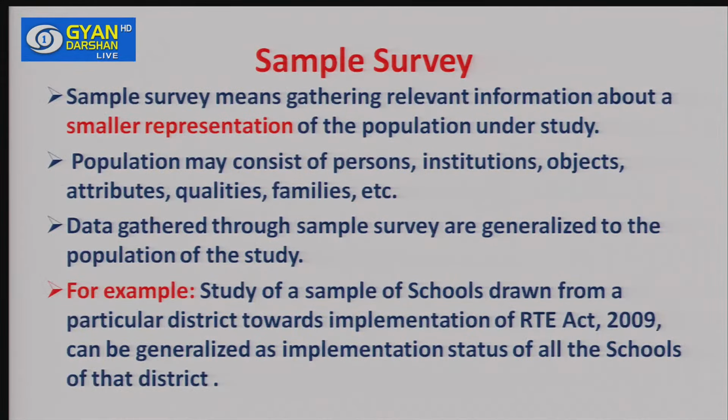And further, the second type of survey is called the sample survey. In sample survey, it means gathering relevant information about a smaller representation of the population under study. Population may consist of persons, institutions, objects, attributes, qualities, families, etc. Data gathered through sample survey are generalized to the population of the study. For example, a study of a sample of schools drawn from a particular district towards implementation of the Right to Education Act 2009 can be generalized as the implementation status of all the schools of that district. So friends, many times, because of paucity of time, it is not possible to collect data from every unit of the population.